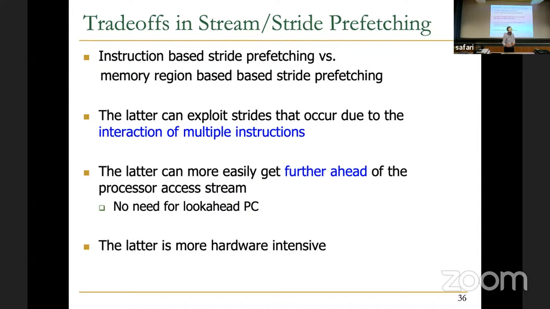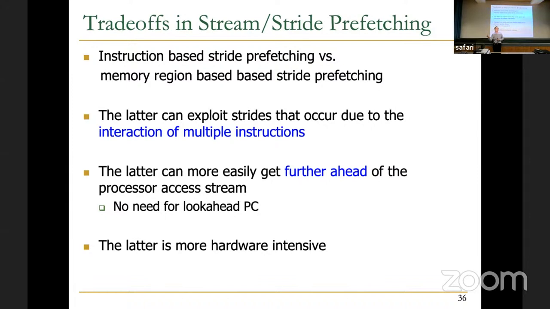But the latter is also more hardware intensive, actually, because you need to look at many, many memory regions to make this happen. Why is this more hardware intensive? Because the instruction working set size, the number of loads you have in a program, is usually much smaller than the amount of memory regions that you touch. In a sense, this is obvious because the data that you touch is much larger than the number of instructions you use to touch the data with.